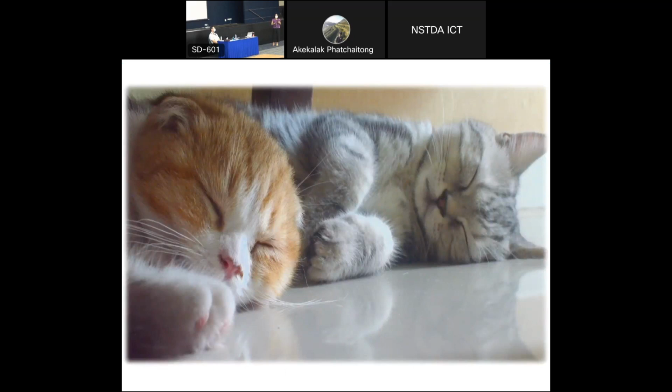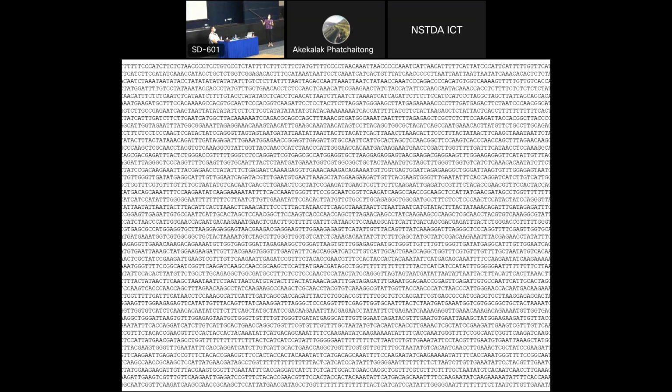Jeremy is going to pick up from here and tell you what to do once you get the data. After you do the sequencing, this is what you get, a bunch of ATGCs that probably doesn't make sense to you. You have to put it through some software to put it together and figure out why you did the sequencing in the first place.